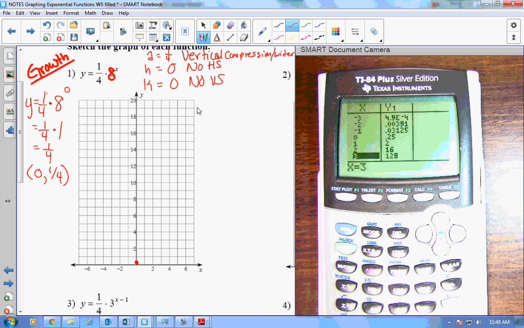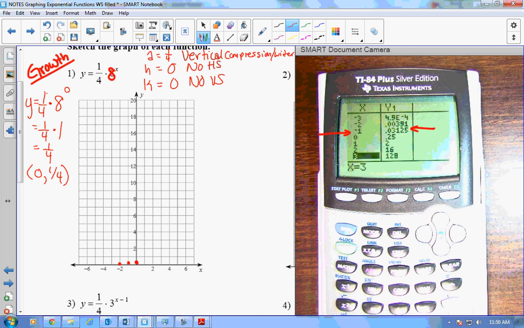Grab your pencil, -2, comma, 0.003, which is just a microscopic hair above the x-axis. Then your calculator gives you another one. -1, comma, 0.03, which is another microscopic hair just above the x-axis. And then we've already done 0, 1/4. Is 1/4 the same thing as 0.25? Yeah, it's the same thing.